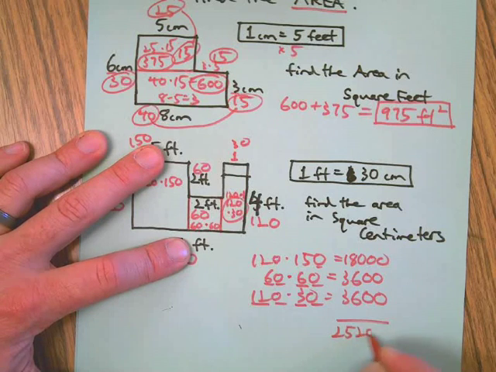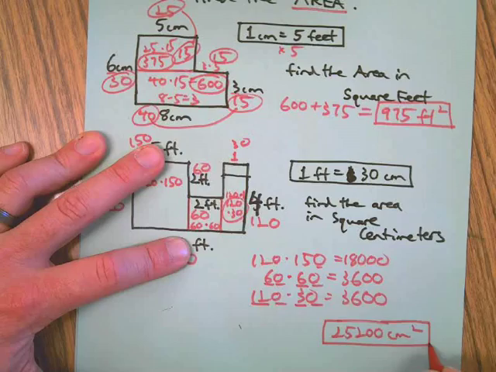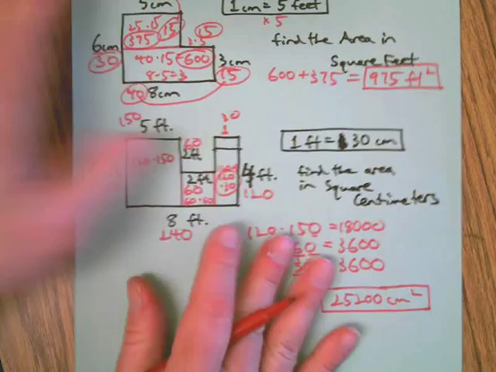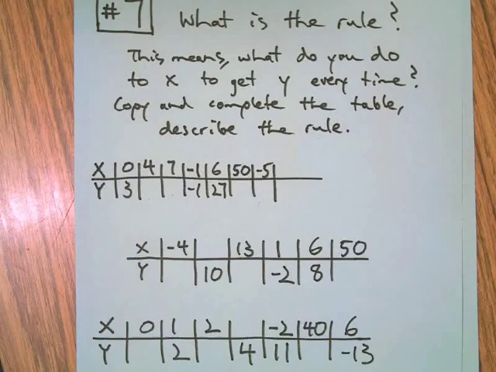25,200 centimeters squared. Send me a message if I did something wrong. I'm going fast and I'm running behind. Here we go. Number 7.